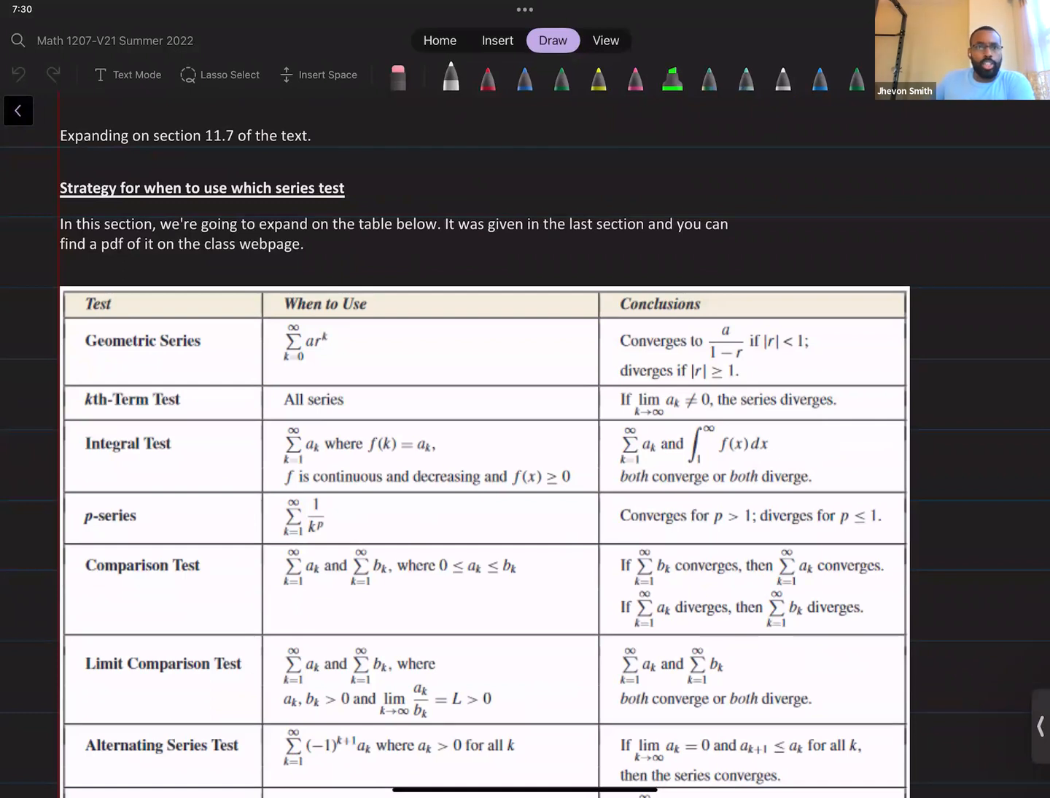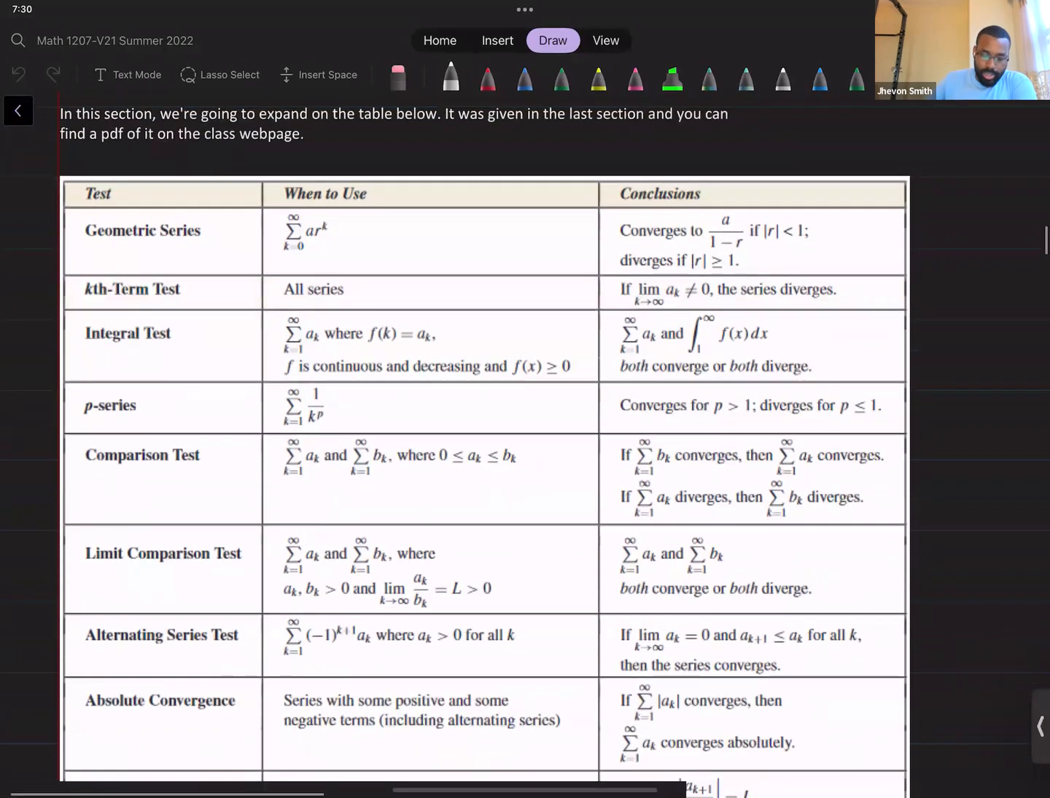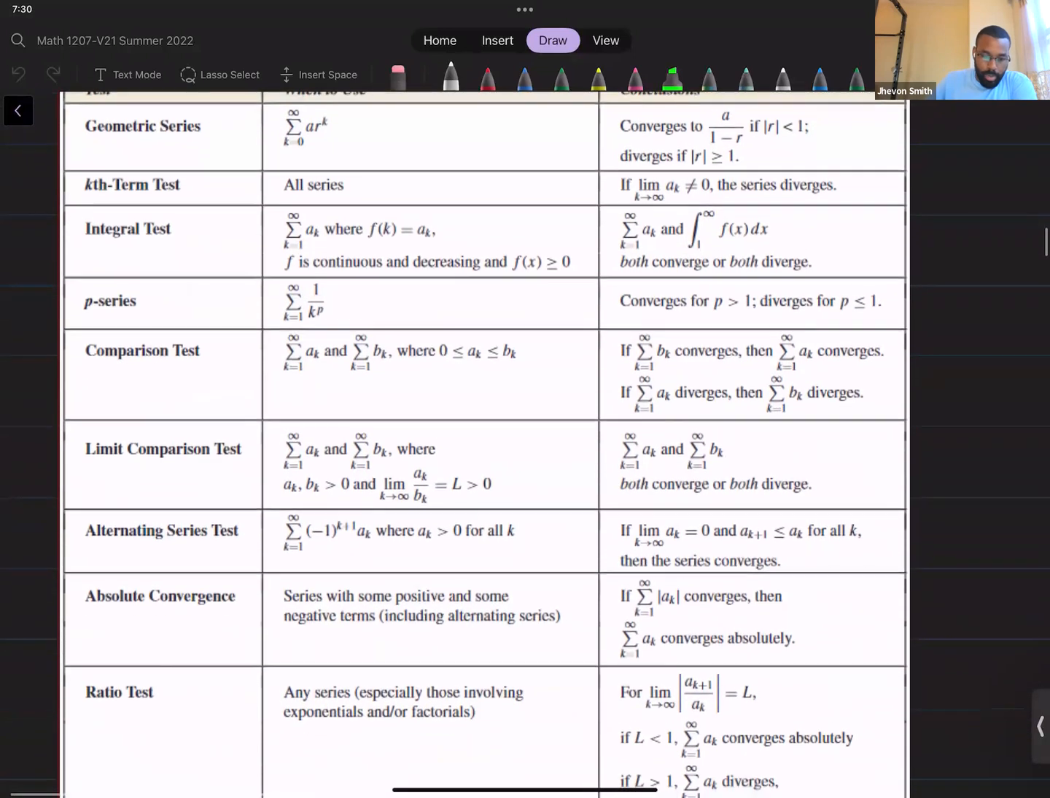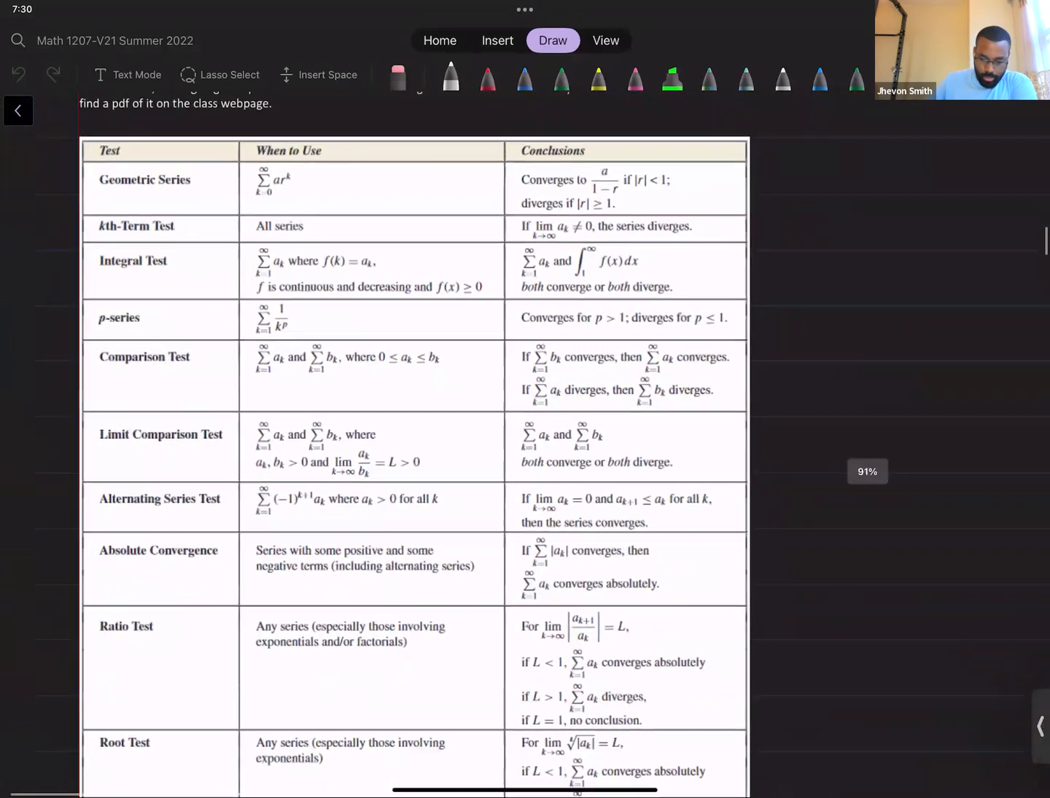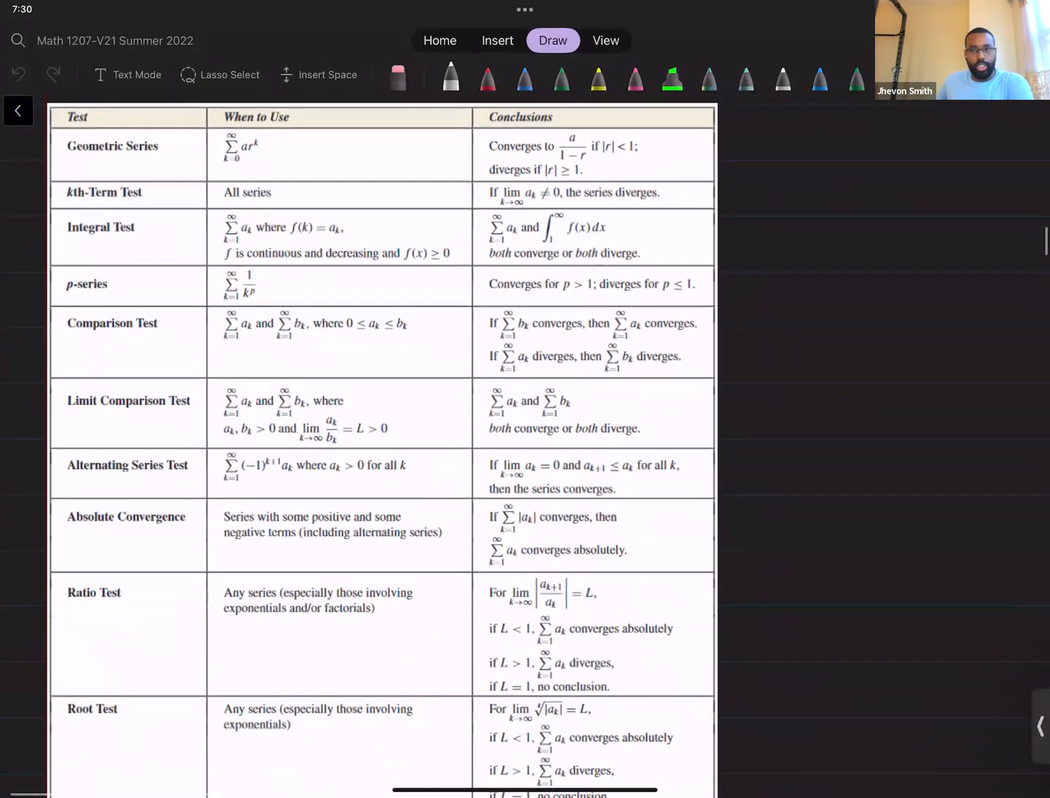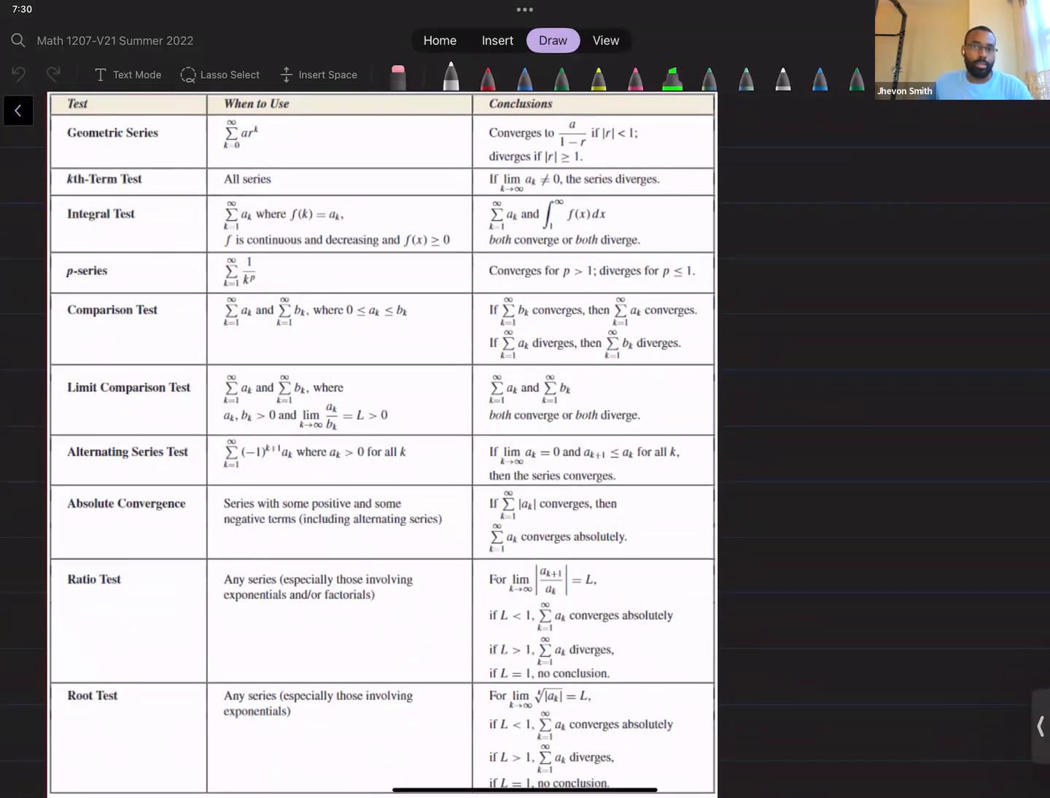So we're going to look at a strategy for when to use which series test to figure things out. Just like with integration, we learned a bunch of methods of integration, and one of the main challenges was knowing when to do what. When do I do a substitution? When do I do integration by parts? When do I try a partial fraction? When do I try a trig sub? So I'm looking at a random integral. How do I know how to approach it? What to actually do to figure out how to compute what I need to compute?